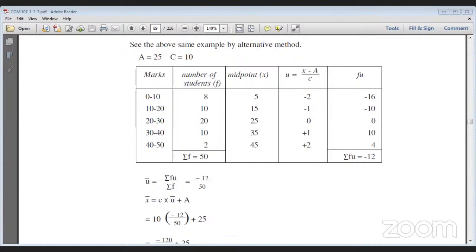Now the merits and demerits of range are given. On page number 34, there are some problems to test yourself. Quartile deviation is given on page number 35 here.